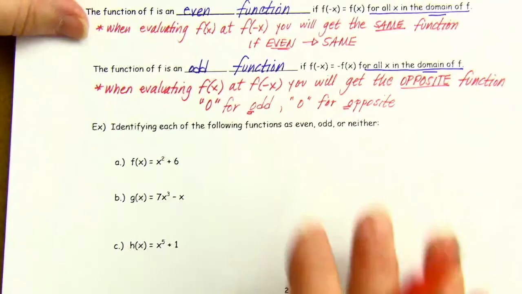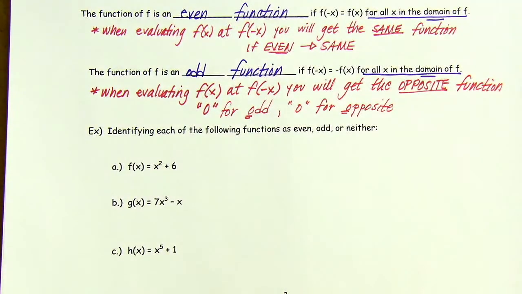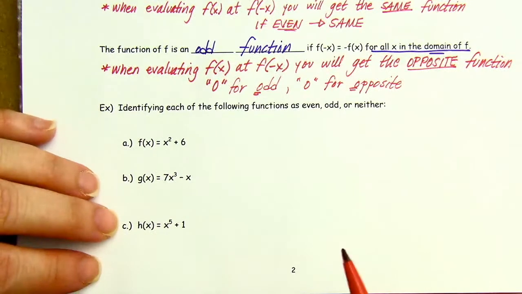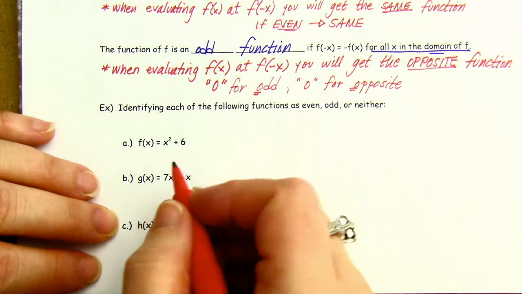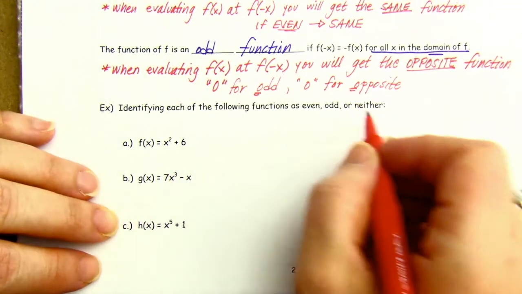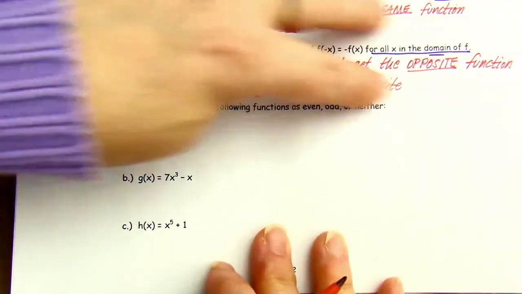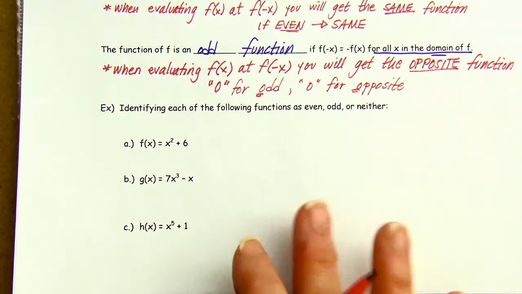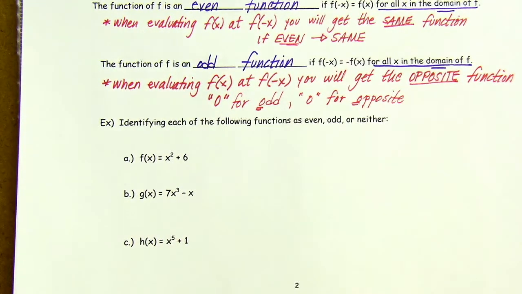But if you're asked to compute this algebraically, this is really what you're going to do. Identify each of the following functions as even, odd, or neither. So if neither one of these things happens, then you have to say the function is neither even nor odd. All right, number 1.